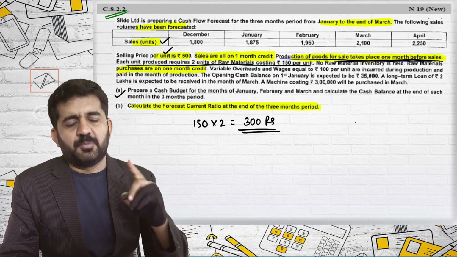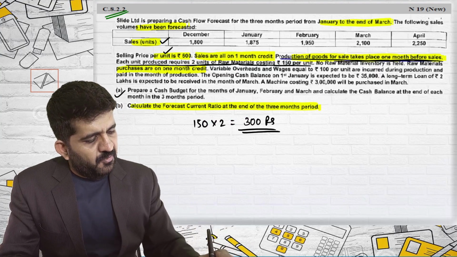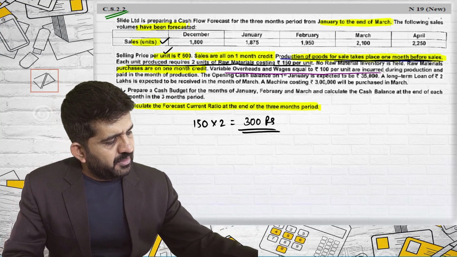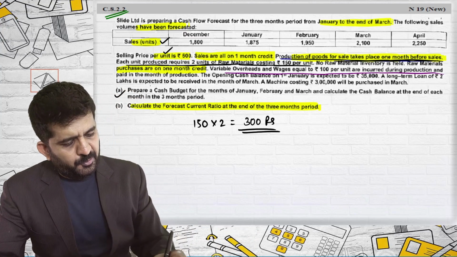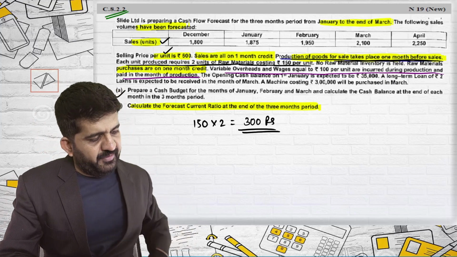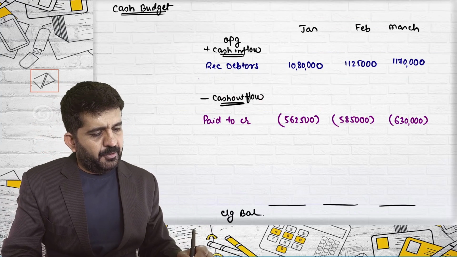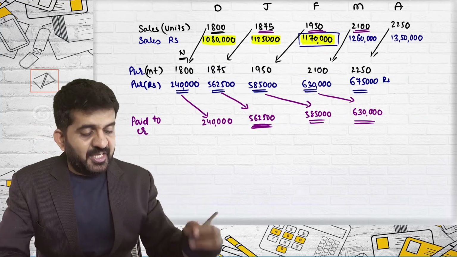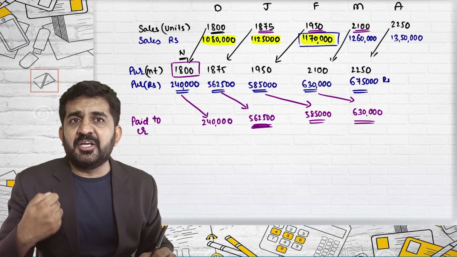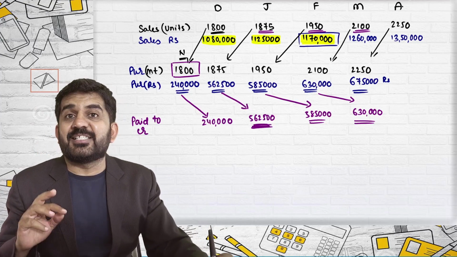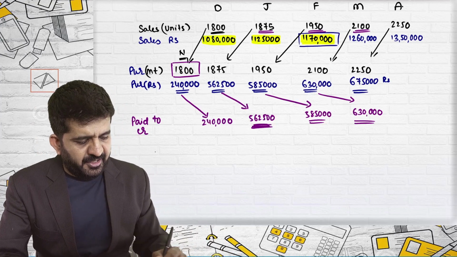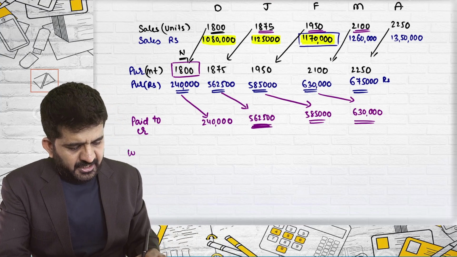Now this was a difficult point. Variable overhead and wages equal to 100 per unit are incurred during production and paid in the month of production. So what is variable overhead and wages? 100 rupees per unit. When you are manufacturing 1800 units in November, you are purchasing and manufacturing in November, and selling in December. So wages will be as follows.